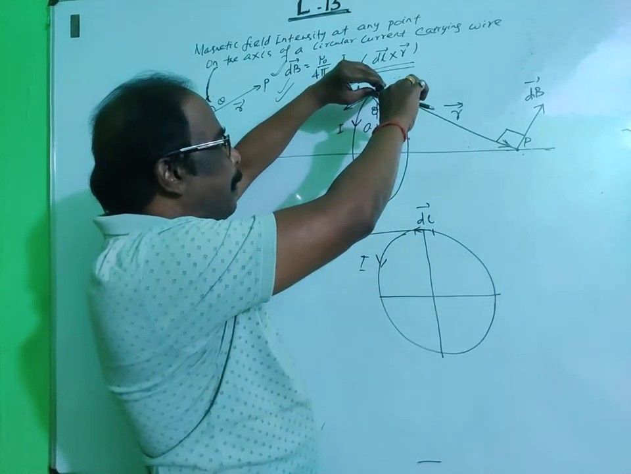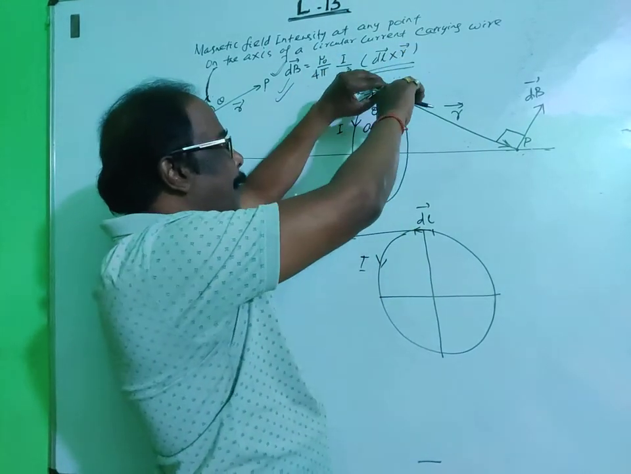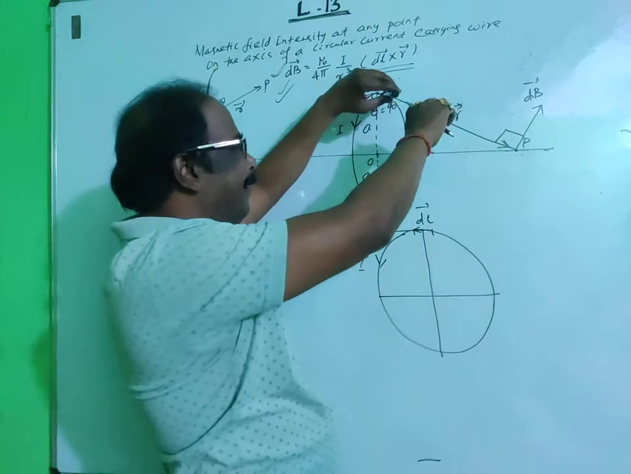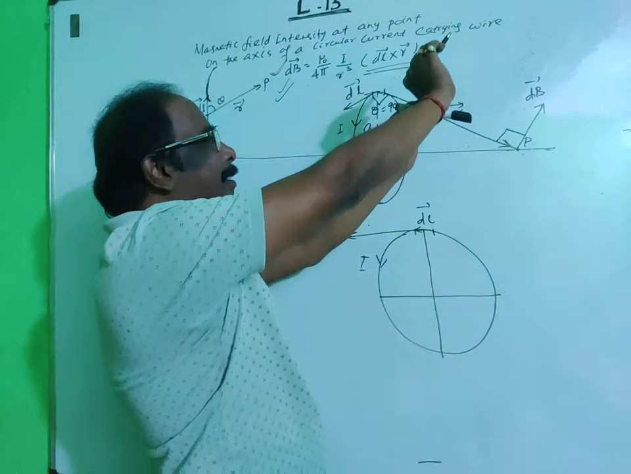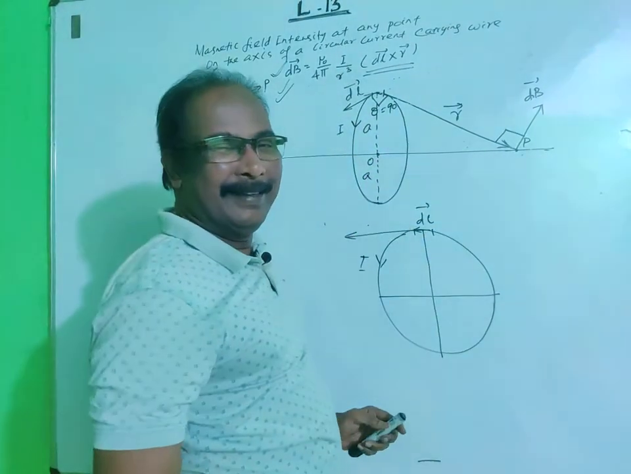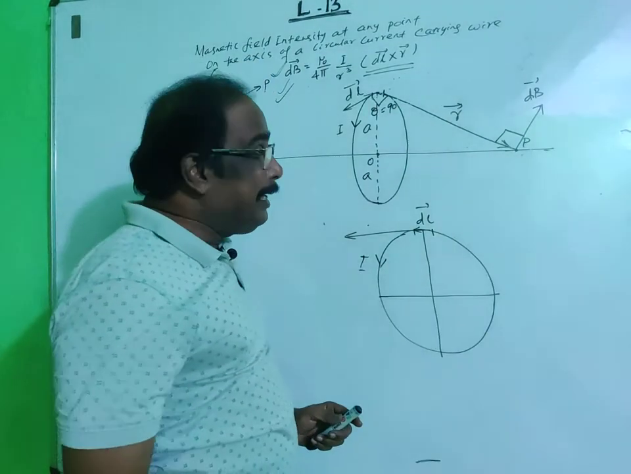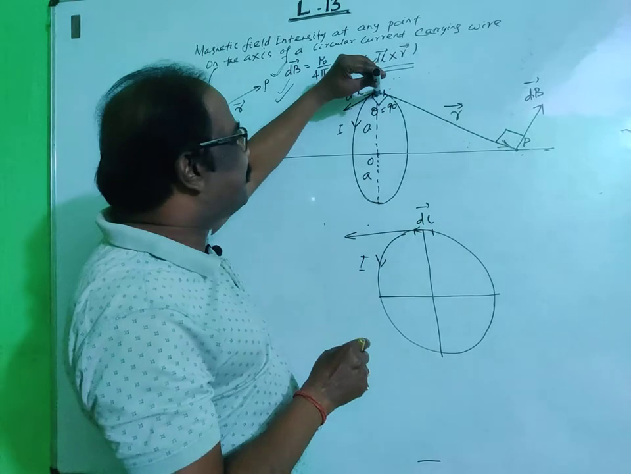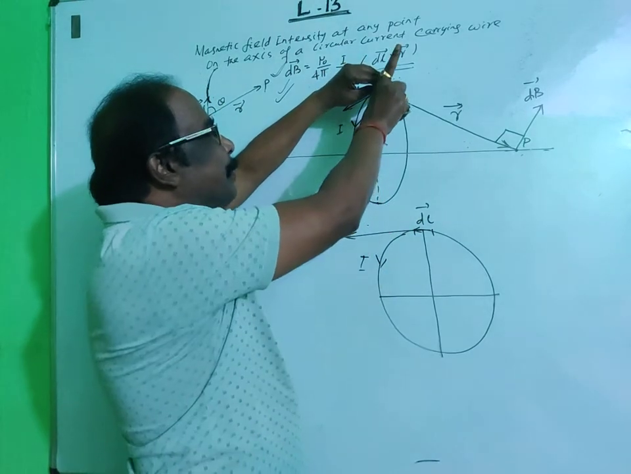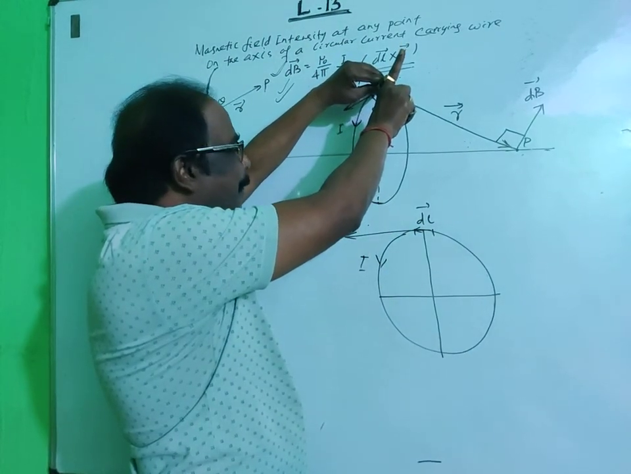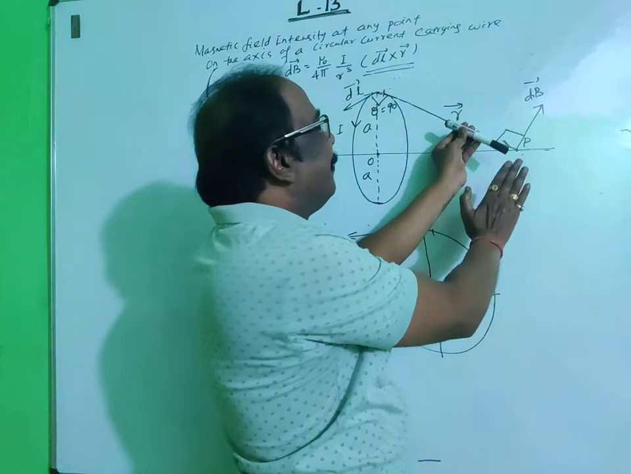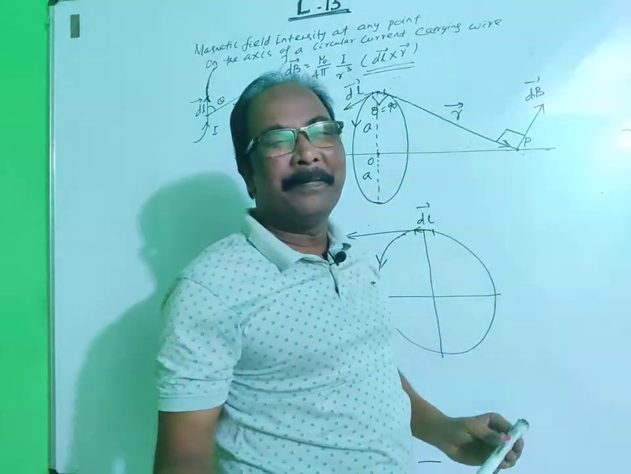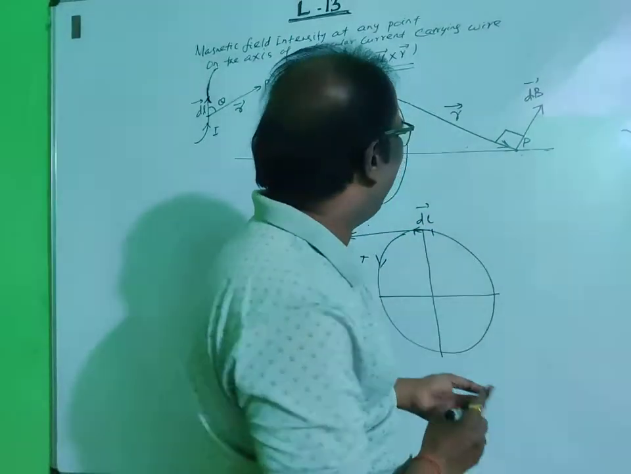This is dL inwards, this is r. dL cross r. So dB is perpendicular to both dL and r. If this is dL, this is dB, perpendicular to dL. If this is r, dB is perpendicular to r, so it is perpendicular to both dL and r.